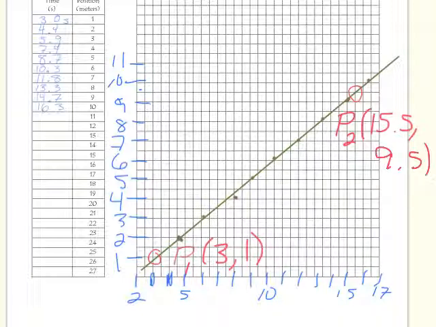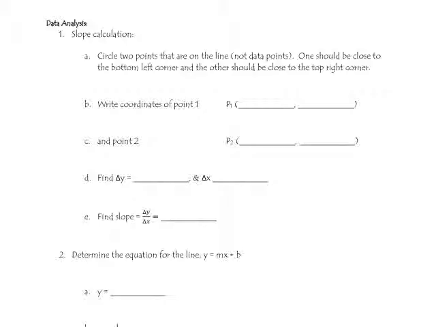I'm going to use this point right here and this point right here to do the back side of the paper. So you guys put in your own data. We're going to take 3 and 1 and 15.5 and 9.5. So let's look at the next page. Here's where I'm going to do my slope calculation. My P1 is going to go here, and my P2 is going to go here. So let's go ahead and put those values in.